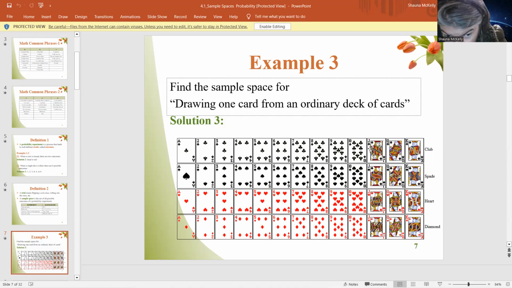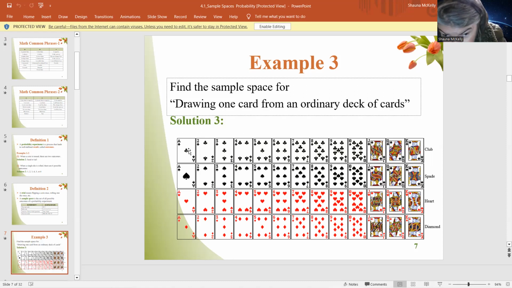There's a jack of clubs, a queen of clubs, a king of clubs, a jack of spades, a queen of spades, a king of spades, a jack of hearts, a queen of hearts, a king of hearts, jack of diamonds, queen of diamonds, king of diamonds. These cards that have people on them are called face cards. So there's 12 of those, 3 in each suit.